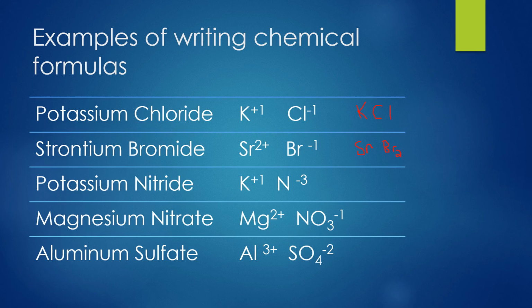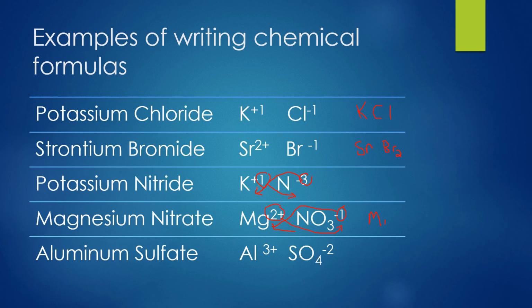Now potassium nitride then, so if you think about doing the crisscross method, you would need 3 potassiums, so it would be K3, and 1 nitrogen, so just K3N. Magnesium nitrate, looks like you would need 2 NO3s, so 2 of the nitrate polyatomic, and then just 1 magnesium.